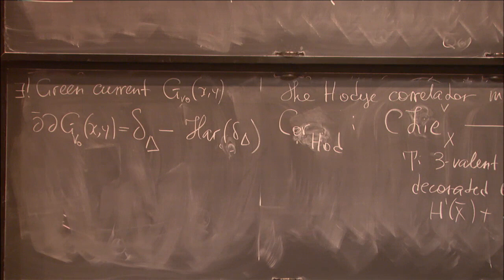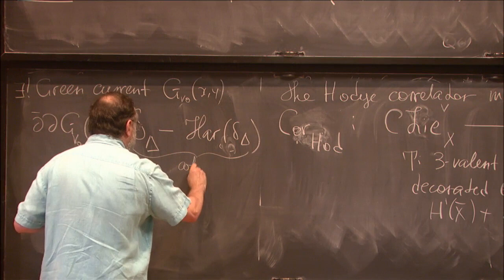Now here, I hope it's clear what I mean by this. The delta function is just a current on x cross x. Now my x is just a Riemann surface. So this is just a delta current, and this is just a harmonic representative of the same cohomology class. So altogether, this guy is homologous to zero.